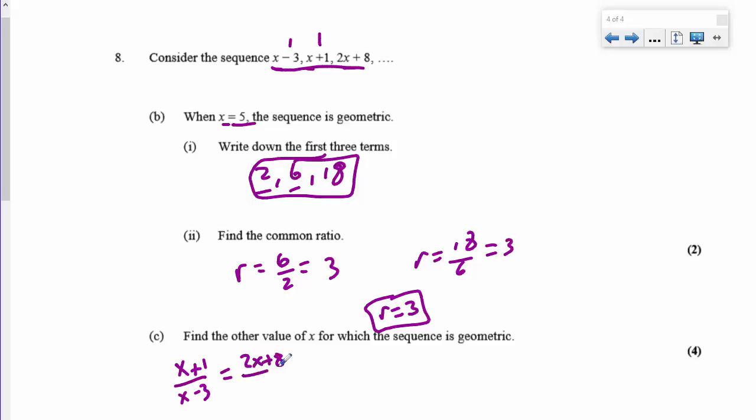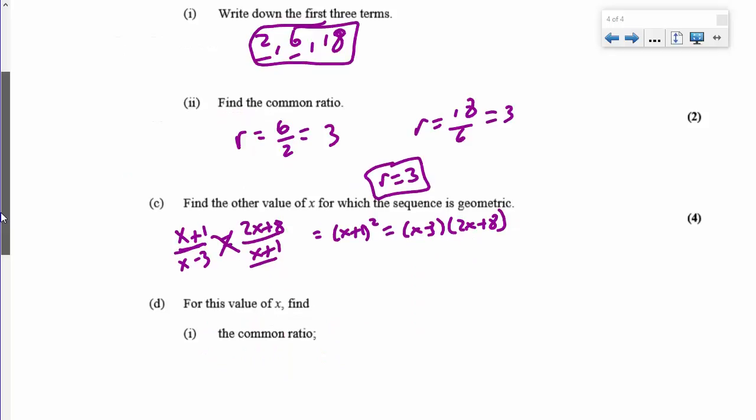And what you're actually meant to do here is cross multiply. We're going to multiply this by this top part. We're going to cross multiply and cross multiply. So what we're going to end up getting is x plus 1 squared is equal to x minus 3 times 2x plus 8. And we're going to solve this appropriately. So let's go ahead and figure this out.